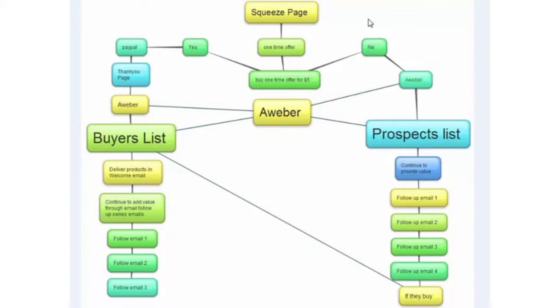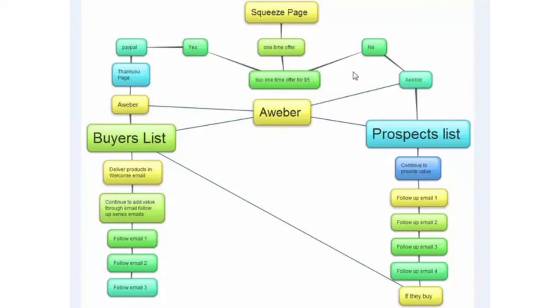So let's just go through this quick sales funnel. Somebody opts into your page, they see your one-time offer, and now they've obviously got two choices. They can either buy it or not buy it. If they do, then they go through into your buyers list on the left here, and then you send them their product in the follow-up. They obviously go to the download page, thank you page, they go onto your buyers list, and after they're on your list, you continue to add value through your follow-up emails. So you've got your email set up here.